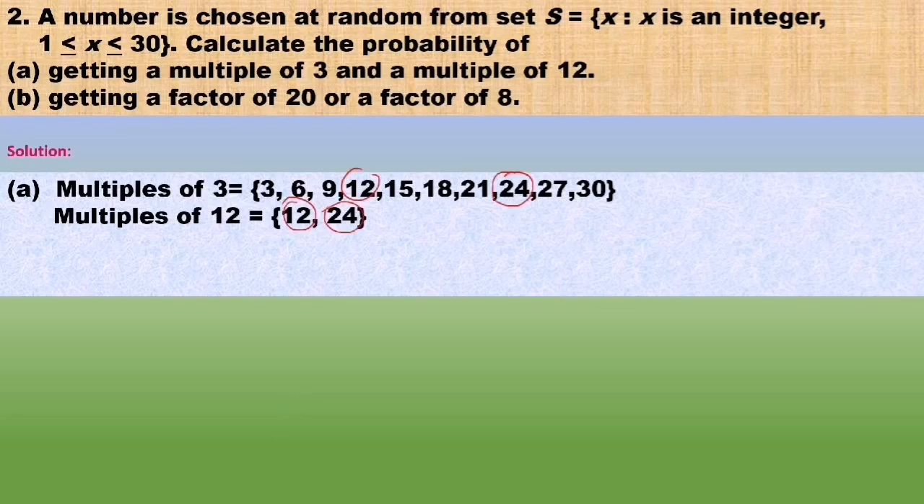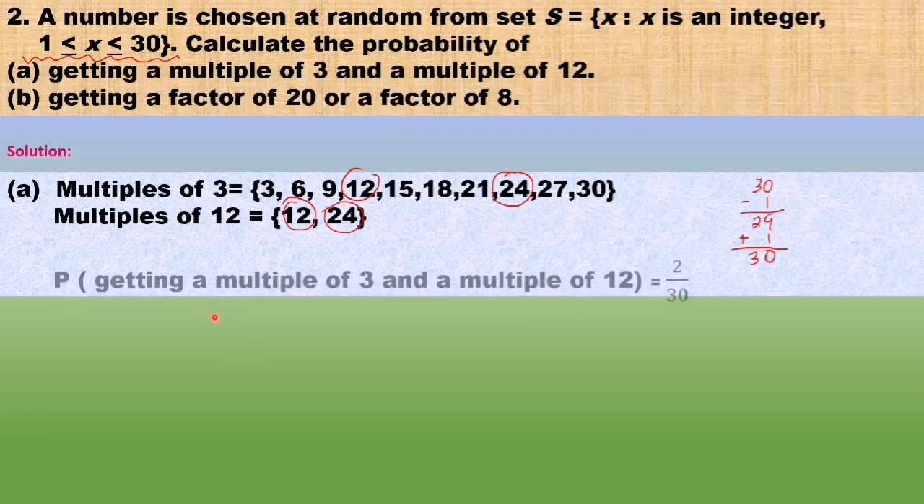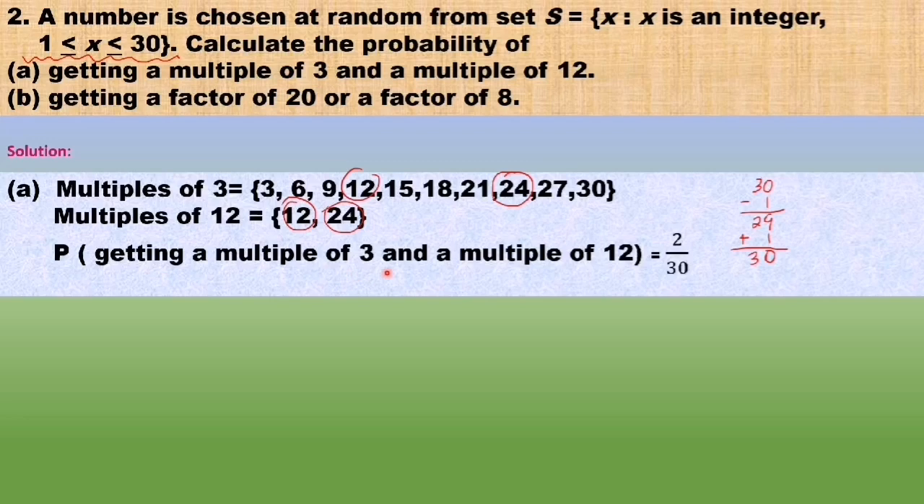After that, you need to determine the total of possible outcomes. The sample space is 1 to 30. So how many number between 1 to 30? 30 minus 1, 29, plus 1 is 30. So total number from 1 to 30 actually is 30. Probability getting a multiple of 3 and a multiple of 12 equals 2 over 30. And you can simplify it, equals 1 over 15.